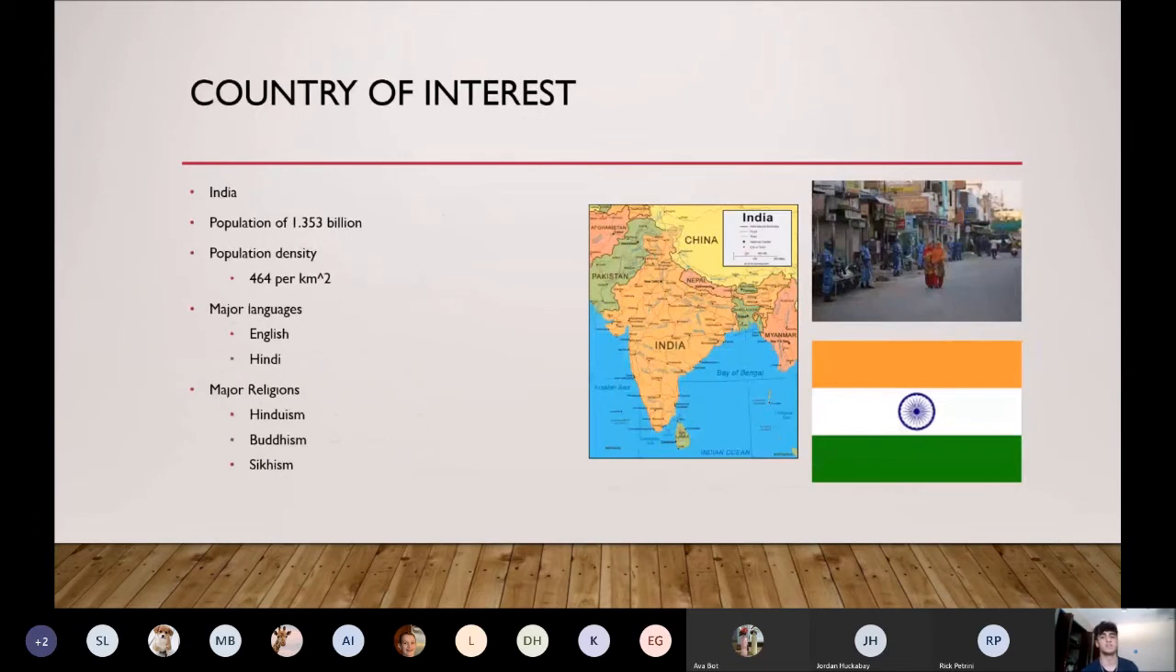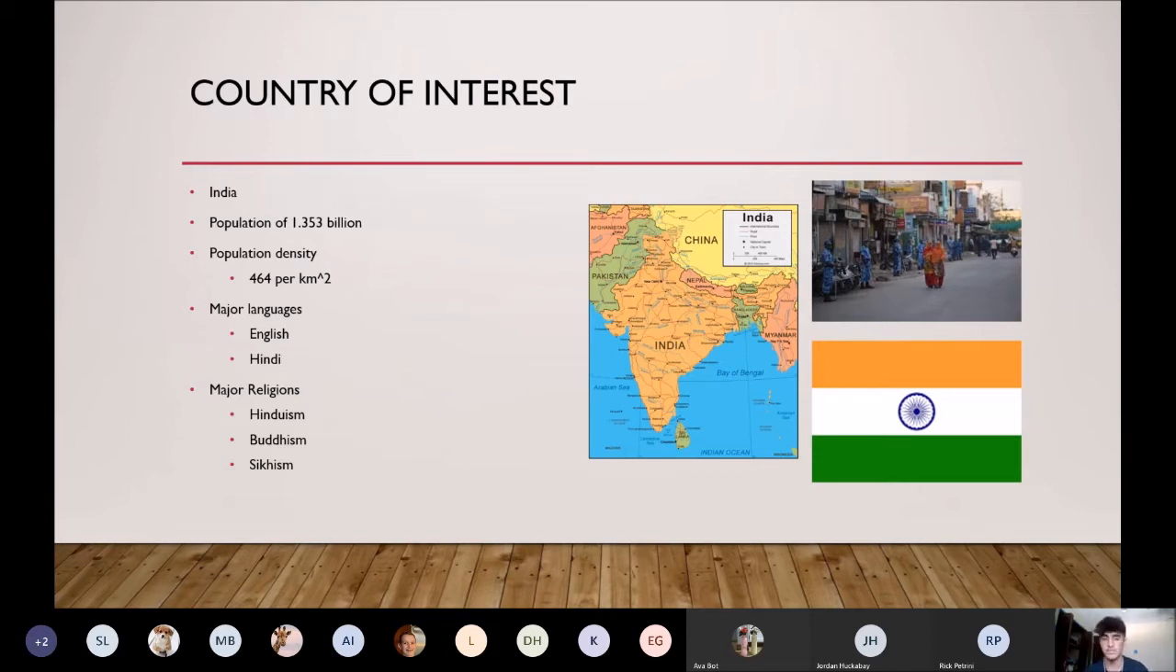So my country was India. I chose India because that's where my family's from, and I wanted to know more about it, know what it's like there, because I've only been there when I was super young, so I don't really remember. The population is 1.353 billion, and that was in like 2017, I think, so I couldn't find anything more recent. The population density is 264 people per square kilometer.